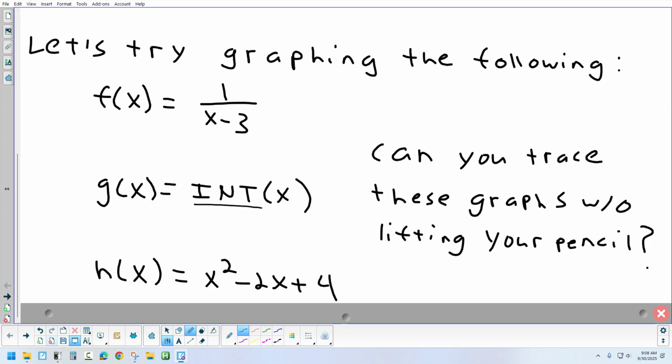Now, this one is very different. I'm not going to draw it, but that's just a parabola. It's a U shape. That one you could draw without lifting your pencil. Okay? The first 2, you can't. So the name for that is continuity.